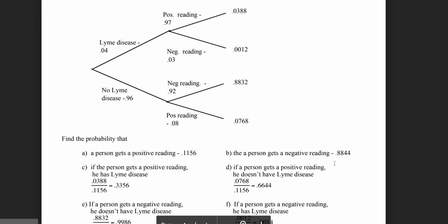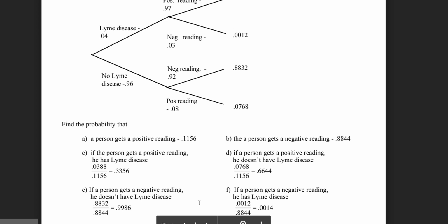So the person gets a negative reading. What's the probability you get a negative reading? Well, again, it's not just a single one, it's both of these together. So you have to add those together and get an 88.4% chance that you get a negative reading. And remember, included in those negative readings are people who actually have Lyme disease.